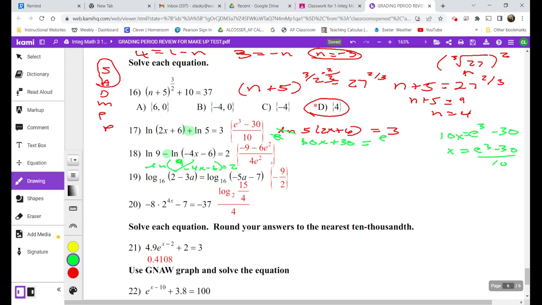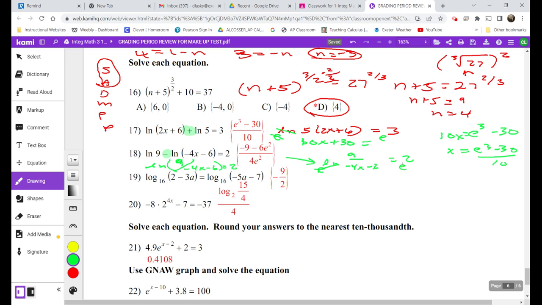So then from there, I'm going to get natural log of 9 divided by negative 4x minus 6 equals 2. And then I got to raise everything to the power of e. And so then I can work with the power of e and work my way.